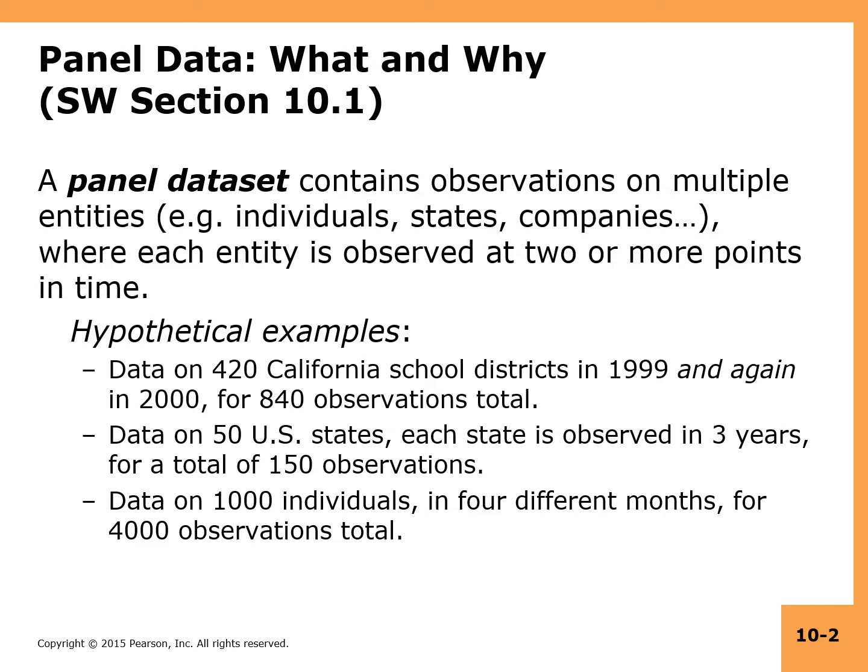Another example of a panel data set is when you have 50 states where each state is observed for 3 years. So you have a total of 150 observations, and that would be considered a panel data set because you have 3 different years of data points for each state.